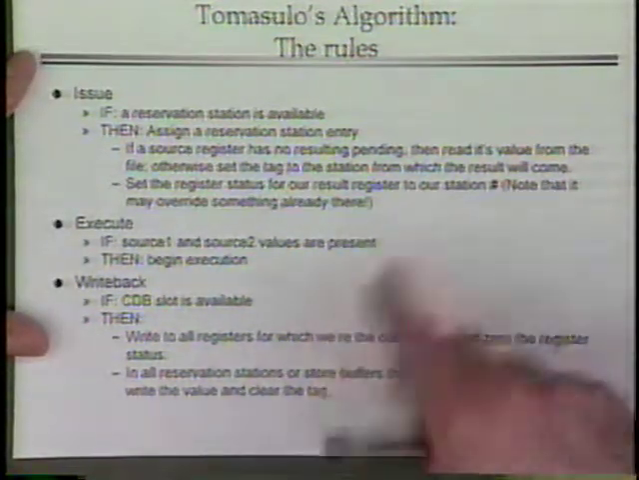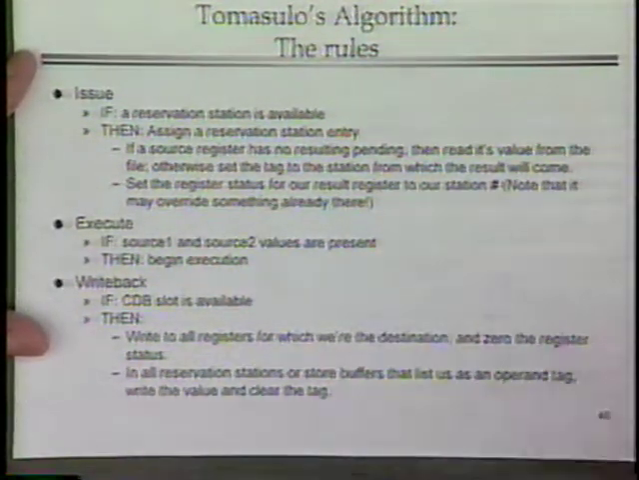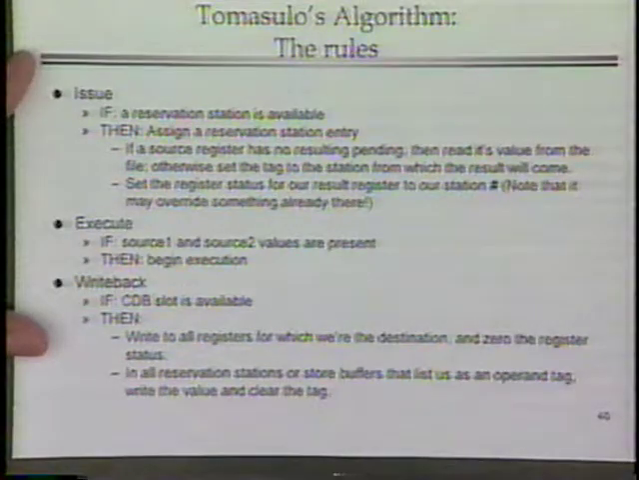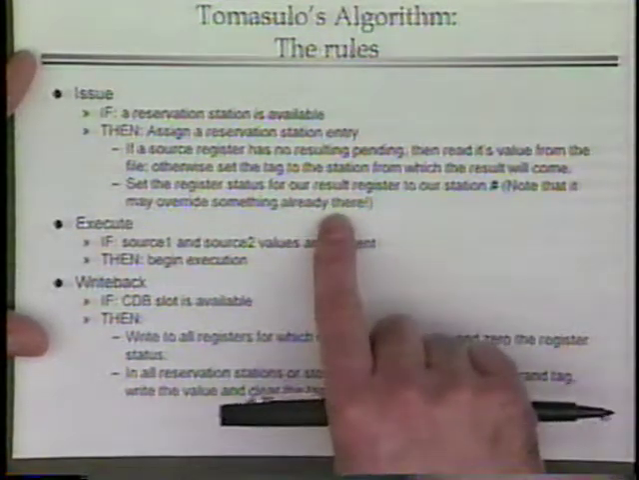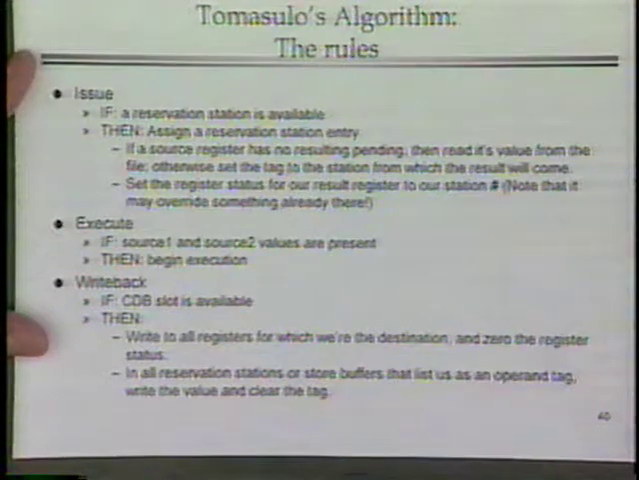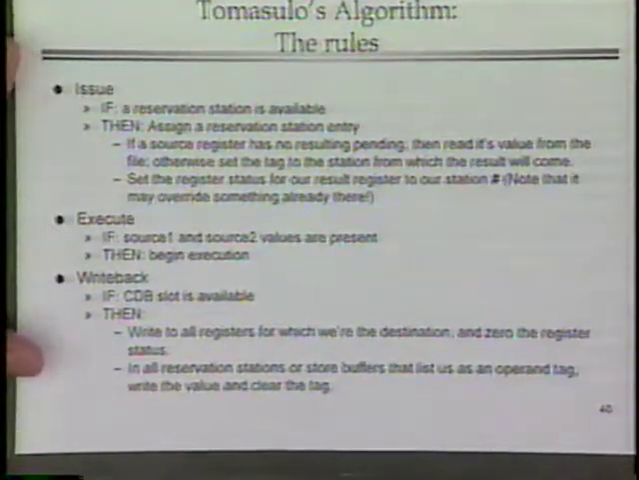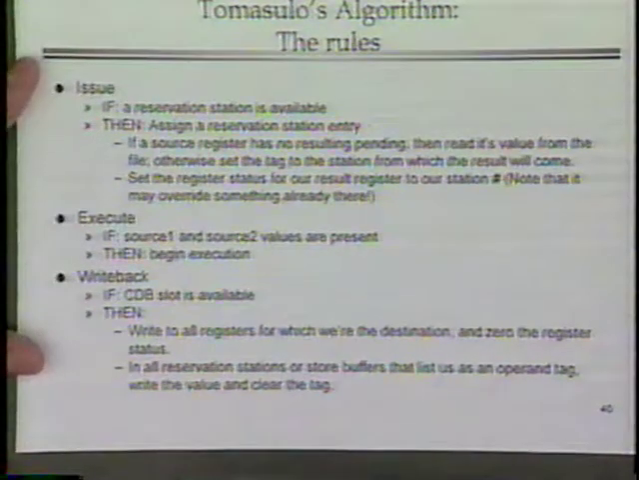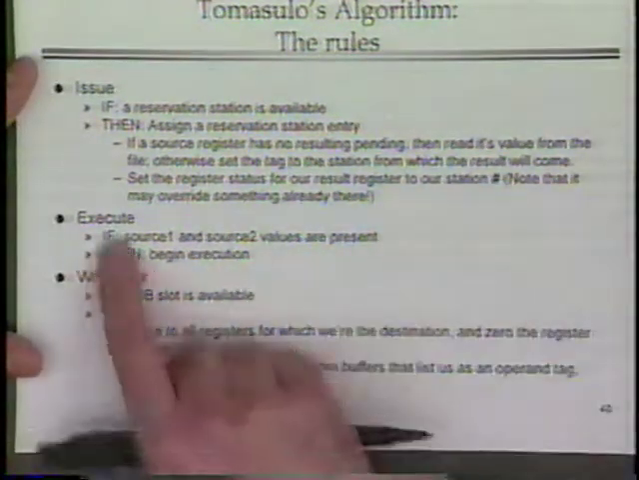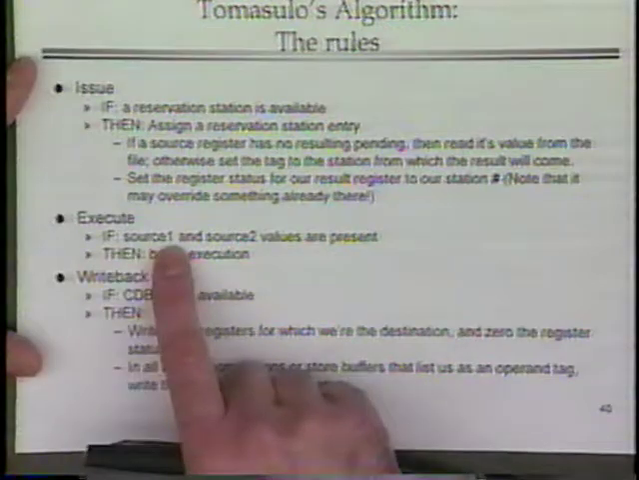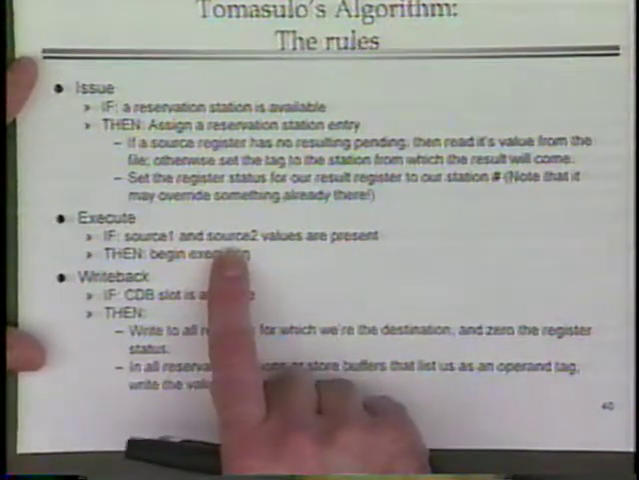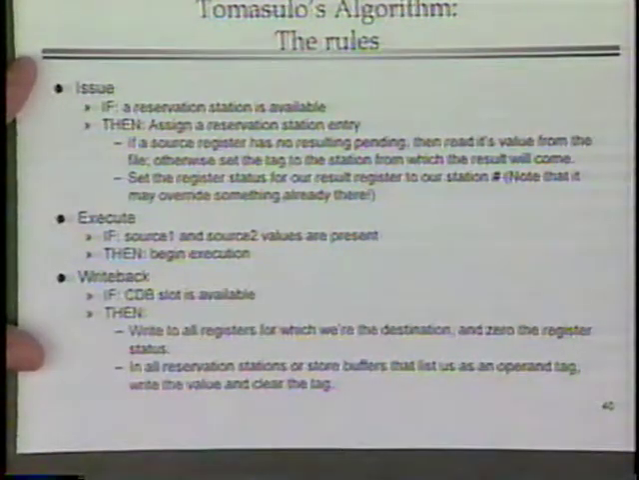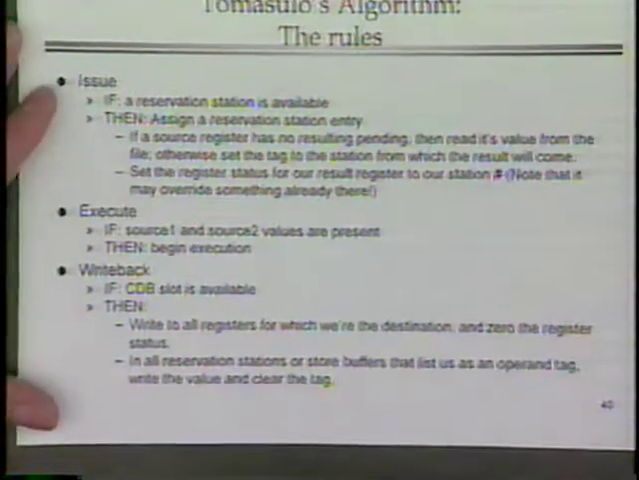Now note that there may be a previous instruction that had already been scheduled to produce a result for that register, and its number is in the register status. That doesn't matter. We're going to overwrite it, to indicate that we're the latest instruction to produce a result to that register. So execution is easy. You wait until both source 1 and source 2 values are present, that the tags have been converted into values as they get taken from the common data bus, and you go into execution.